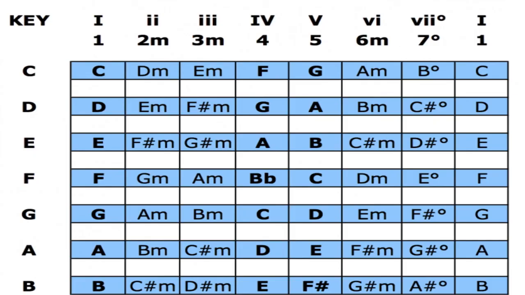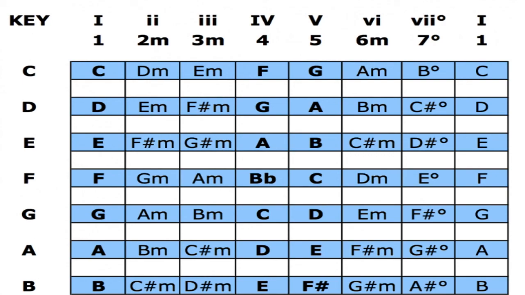So we're in the key of C. Each note in the key has a corresponding chord. If you're in C major, C is going to be major. If you're in the key of C minor, C is going to be minor. So in the key of C major, C is a major chord. Then the 2, which is D, is going to be a minor chord. The E, which is the third note in the scale, is going to be a minor chord.